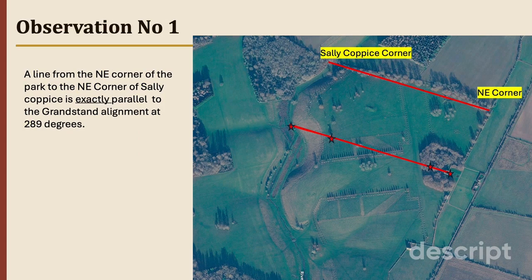So here's an observation. If we go from the northeast corner of Lodge Park to a very prominent corner at the bottom end of Sally Coppice, what I'm calling Sally Coppice Corner, that line is exactly 289 degrees, exactly parallel to that first line we saw. That could, of course, be a coincidence.